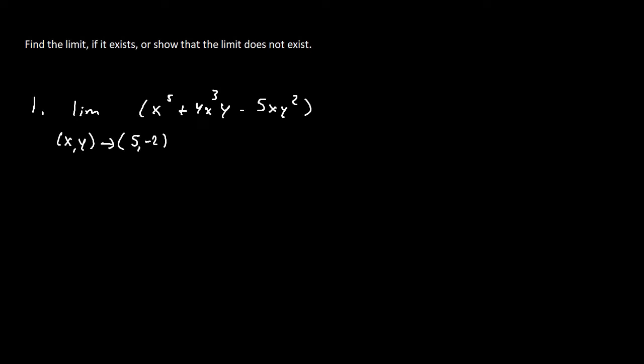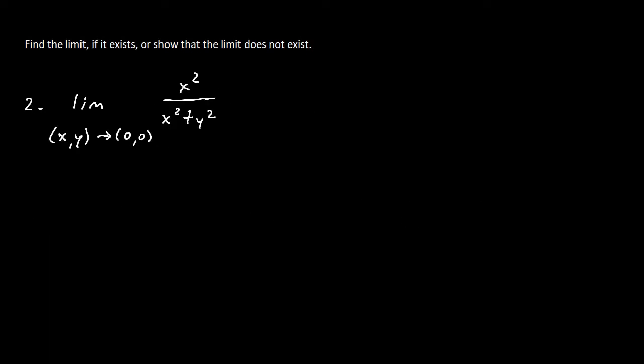So the very first thing when we evaluate limits is we always have to try direct substitution. So let's go ahead and plug in 5 for x and then negative 2 for y. So when we do that, we'll get 5 to the 5th, because x is 5, plus 4 times x cubed, so 5 cubed is 125, times negative 2, which is y, and then minus 5 times x, which is 5, and then times y squared, so negative 2 squared will give us positive 4. So when you use your calculator and plug this in, you should get a value of 2025.